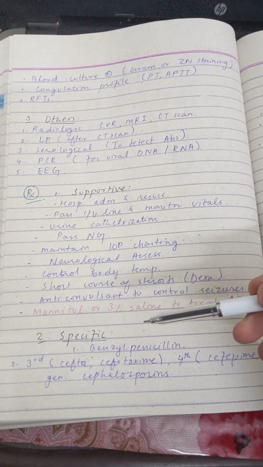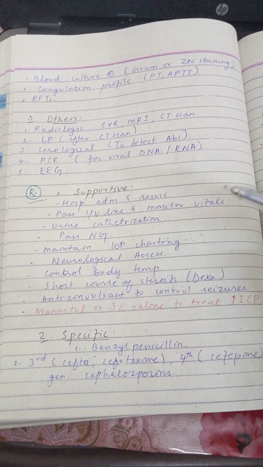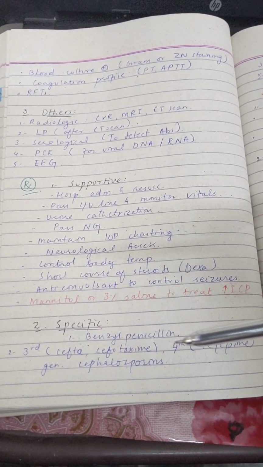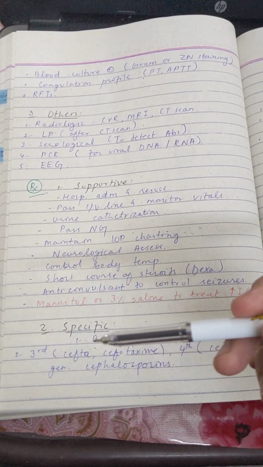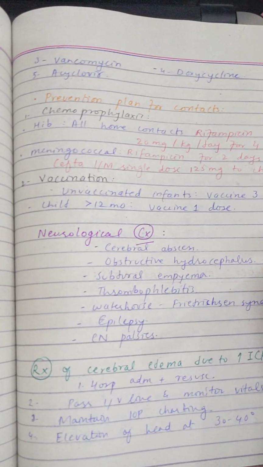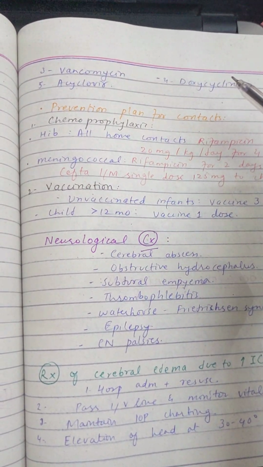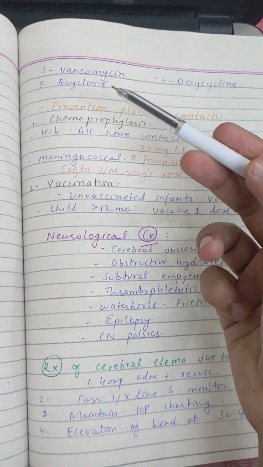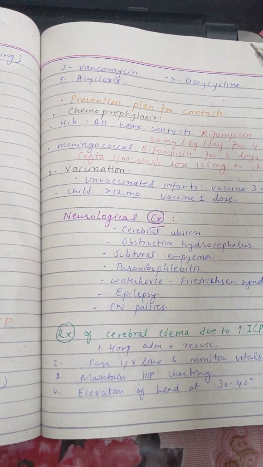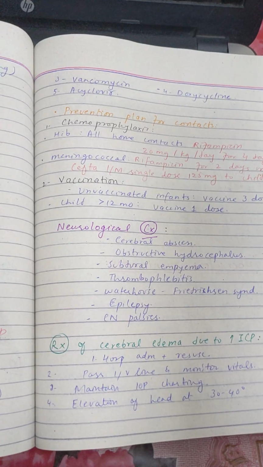Now, what are the specific management options for pyogenic or bacterial meningitis? These include antibiotics like benzyl penicillin and third and fourth generation cephalosporins. In third generation we have ceftriaxone and cefotaxime. In fourth generation we have cefepime. Other antibiotics include vancomycin, doxycycline, and the antiviral acyclovir. So these drugs will be included in our empirical therapy for meningitis until the culture results come back.